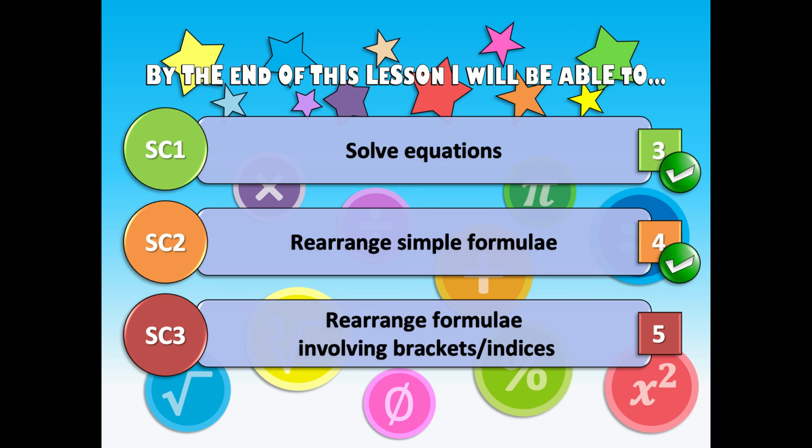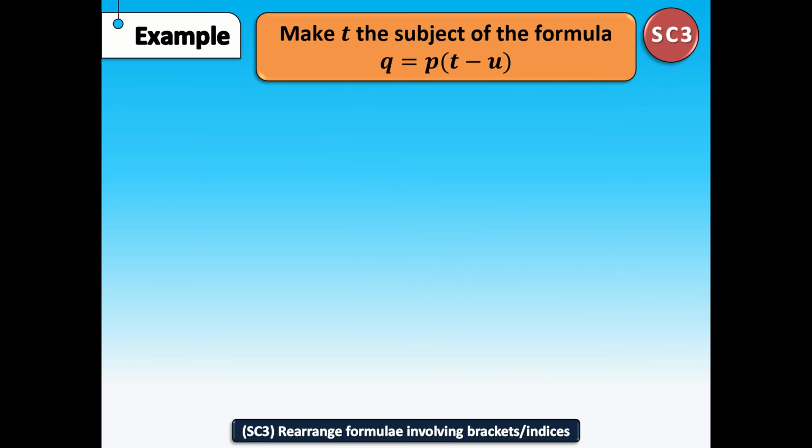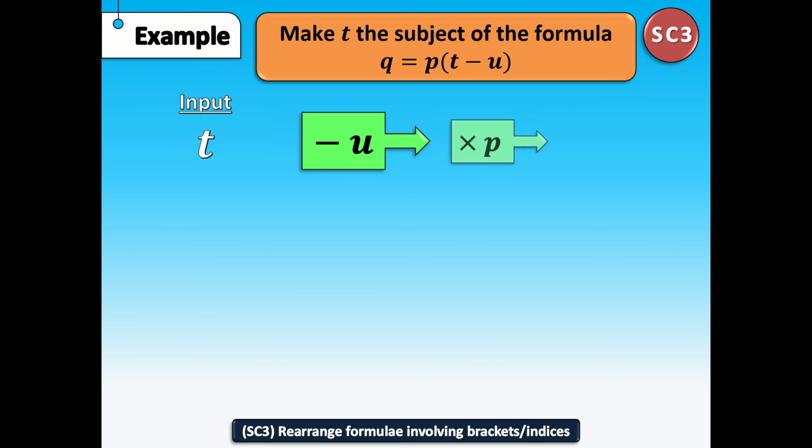So now we're going to move on to number 3, and this is to rearrange formulae involving brackets or indices. So we want to make t the subject of the formula q equals p brackets t minus u. So again, we write down what we're doing to t. So we're taking away u, and then we're timesing it by p. And that's how we get q.